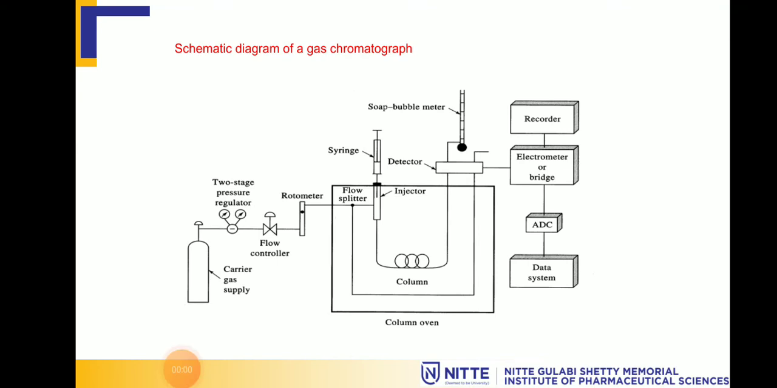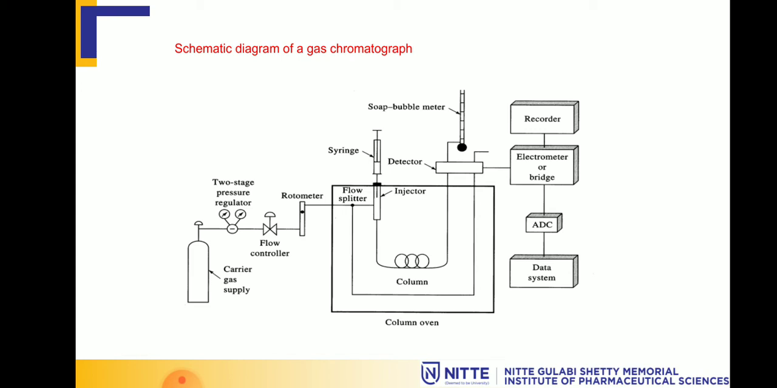Good morning, students. Today we are going to learn about the systematic diagram of gas chromatography and, in detail, about the column and its types. In the previous class, I discussed the carrier gas, the ideal nature of the carrier gas, and which carrier gases are used in gas chromatography.